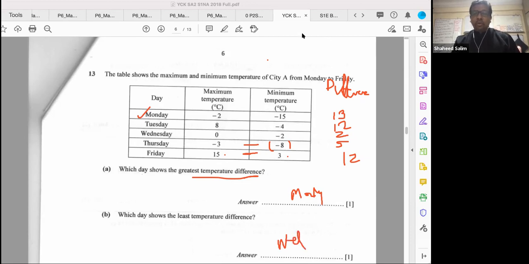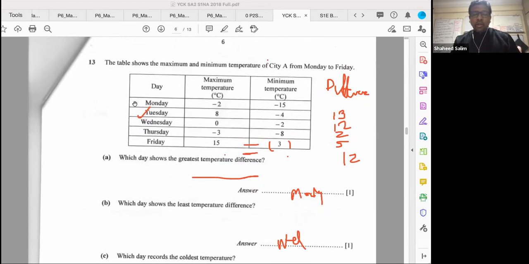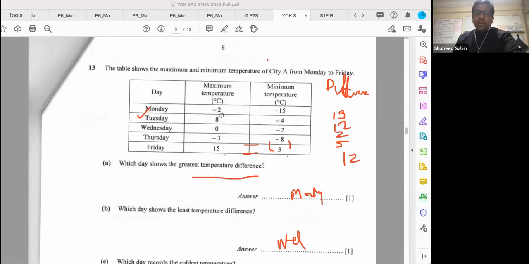But you must write the full name. And the last one, which day records the coldest temperature? Of course, this one is now from -2. No, the highest temperature -2. The lowest -15. You know those chicken that you put inside the refrigerator is like that.